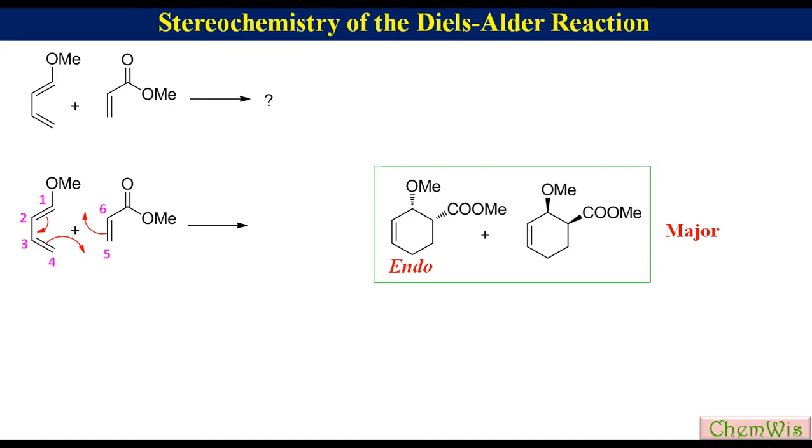In exoproduct, methoxy and ester group will be trans to each other. So, the structure of the exo enantiomer can be like this. These will be minor products.